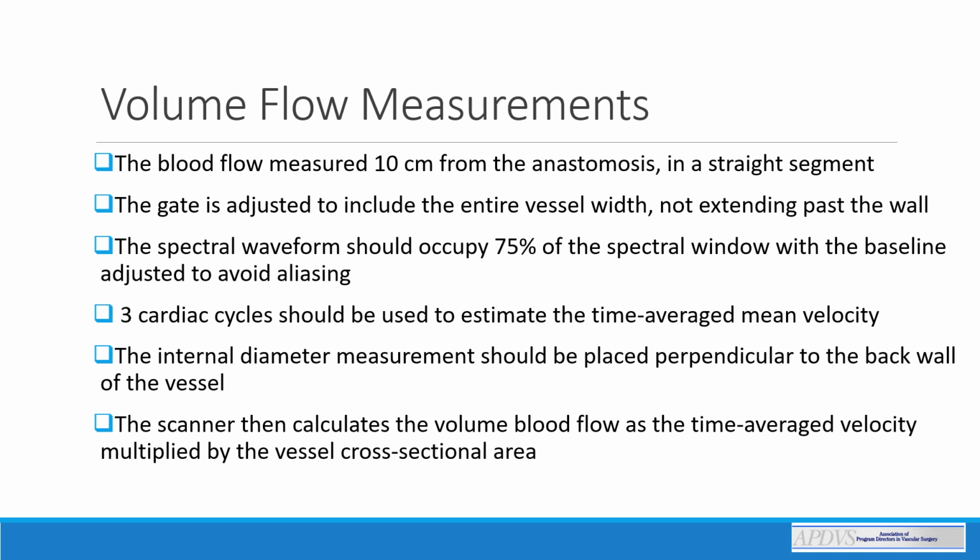The Doppler sample volume is adjusted to encompass the entire vessel width, not extending significantly past the wall. The velocity scale should be adjusted so the spectral waveform occupies approximately 75% of the spectral window, with the baseline adjusted to avoid aliasing. At least 3 cardiac cycles should be used to estimate the time average mean velocity. The internal diameter measurement should be placed perpendicular to the back wall of the vessel. The scanner then calculates the volume blood flow as the time average velocity multiplied by the vessel cross-sectional area.